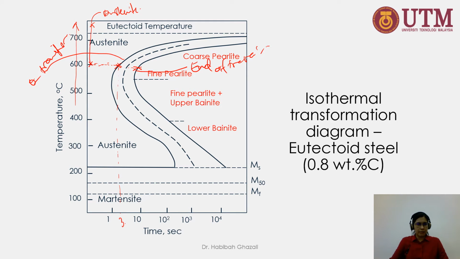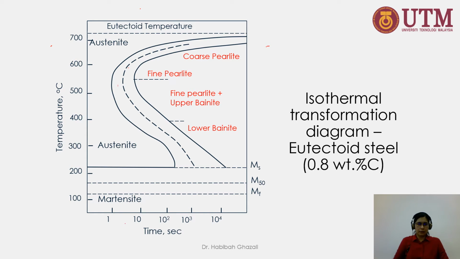From this diagram, a lot of information can be gathered. As an engineer, if you want to heat treat your material, you can refer to this TTT diagram. Here in this TTT diagram, it is already denoted that if you isothermally transform your steel above this point, you will get a microstructure of coarse pearlite. If it's around this temperature, you will have fine pearlite.